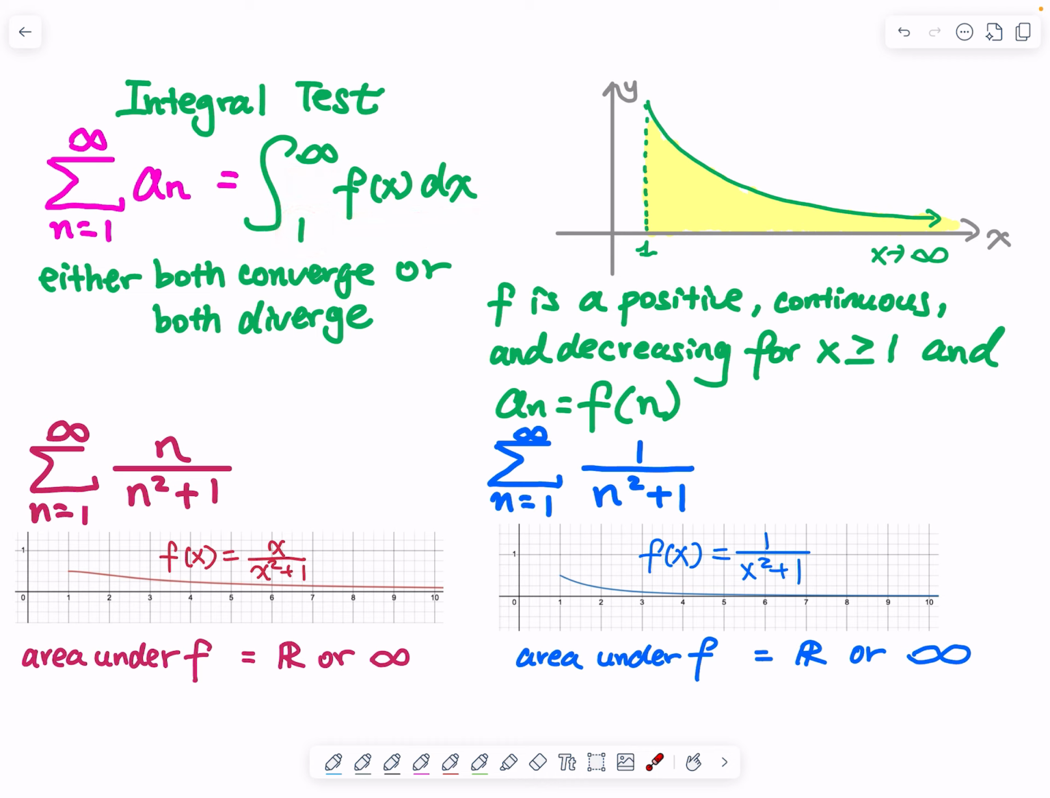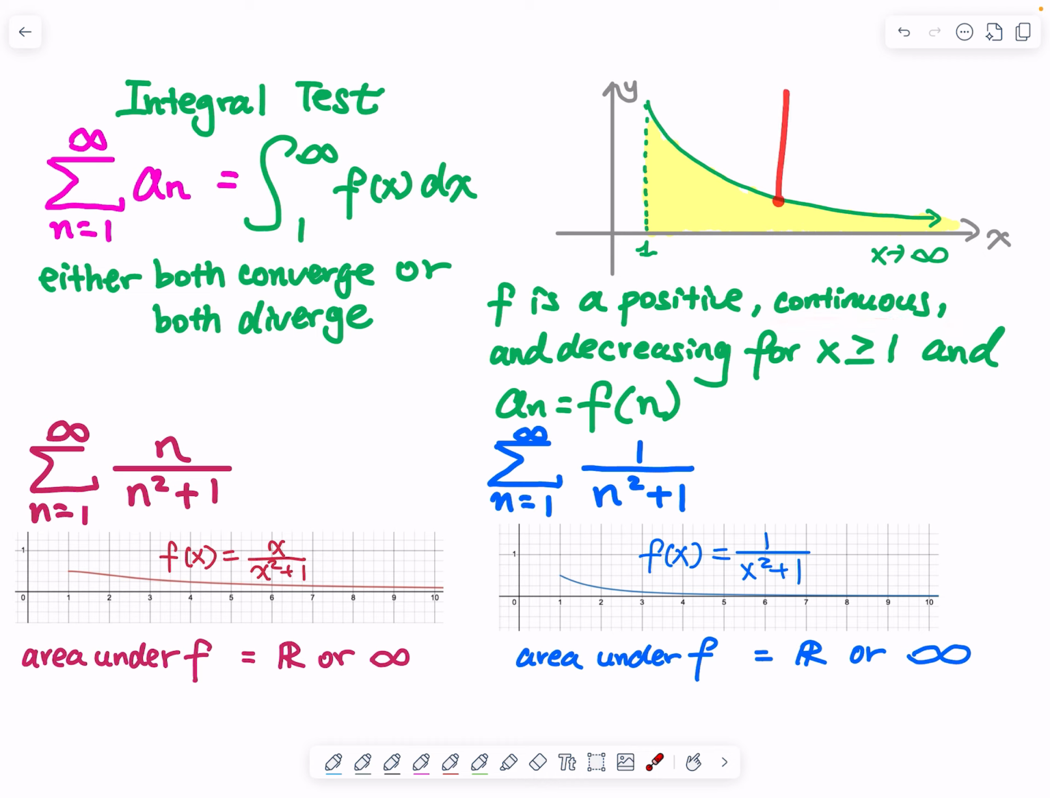So how that works is we have a function. This is the graph of the function. We need to make sure that this function is positive. What does positive mean? The function f is positive means that the y is positive. That means the curve must be above the x-axis, and then continuous from 1 to infinity.